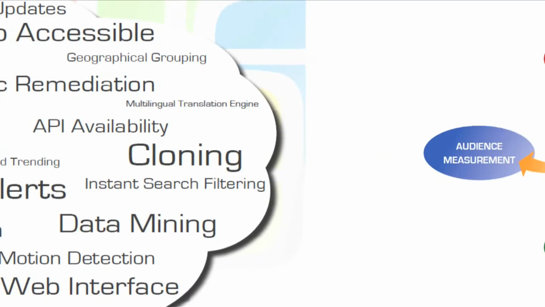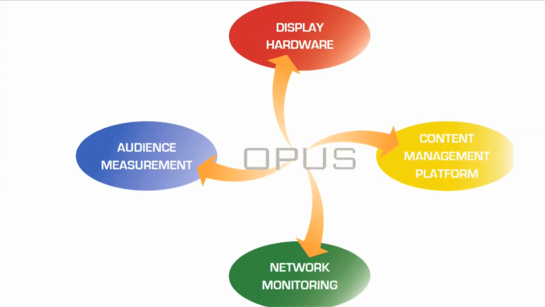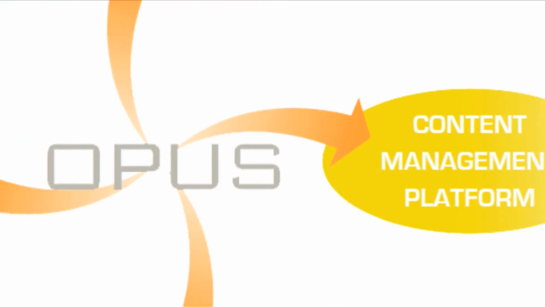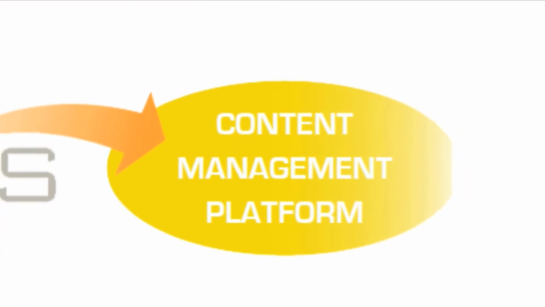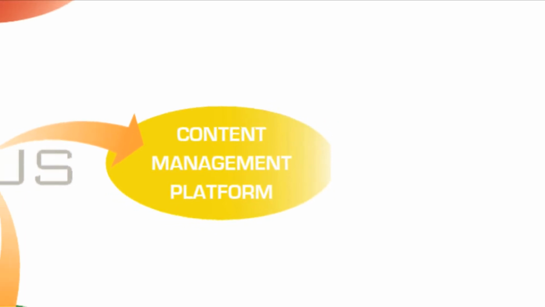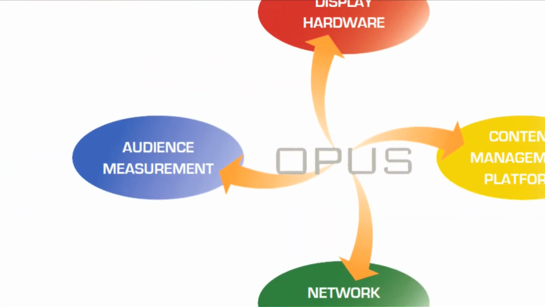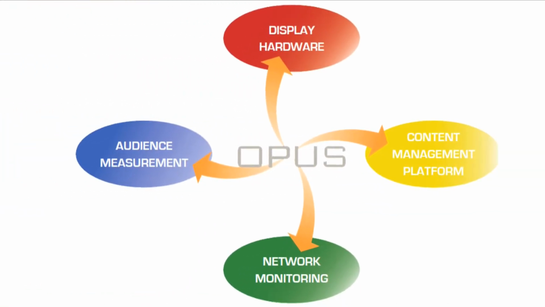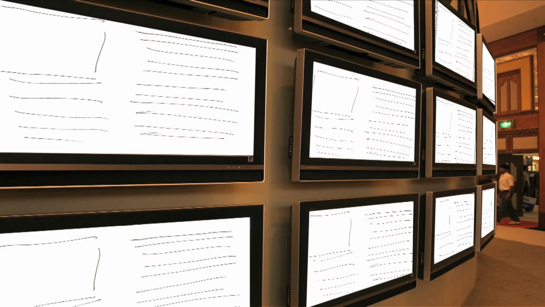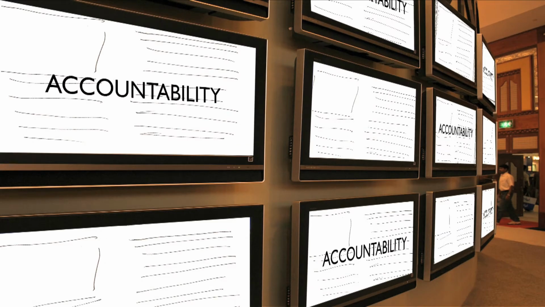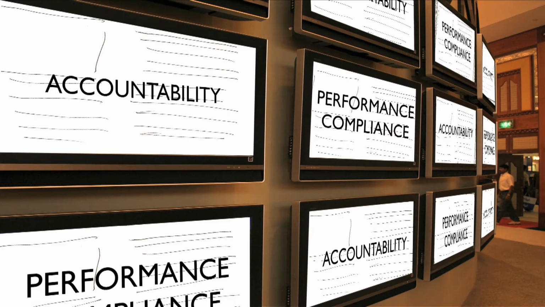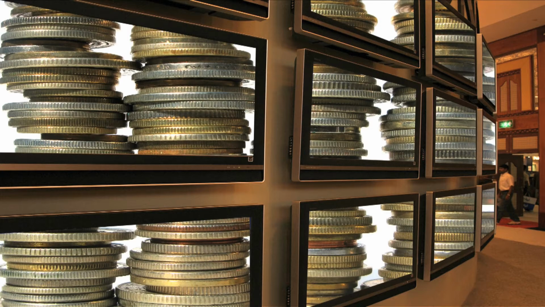Although OPUS is a full product as a standalone solution, its API capabilities even allow OPUS to interact with your existing system, such as your content management system or audience measurement system, to form a fully unified solution. OPUS gives the display network total accountability and performance compliance. But did you know it can save you money and help save the planet too?